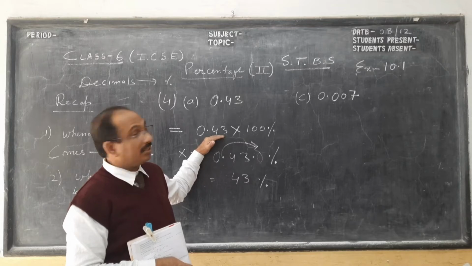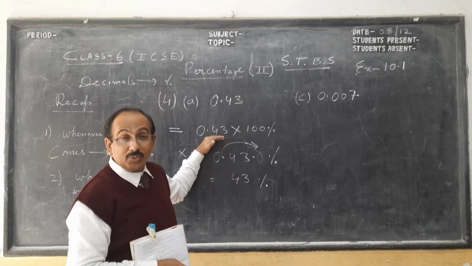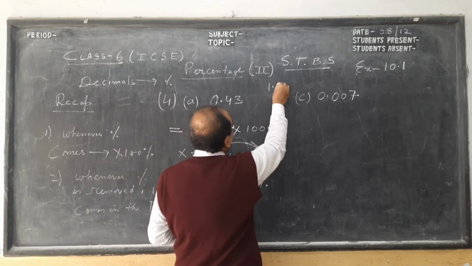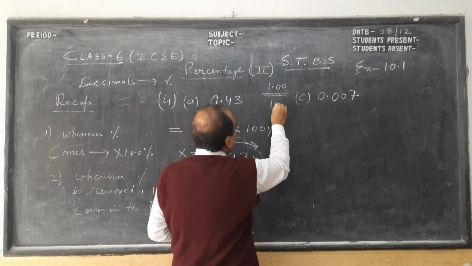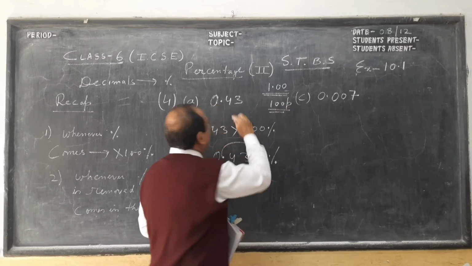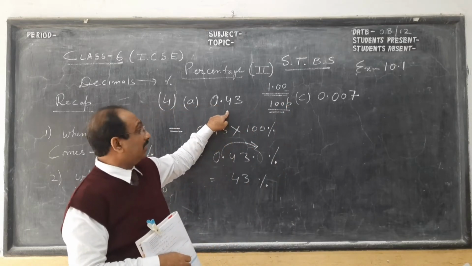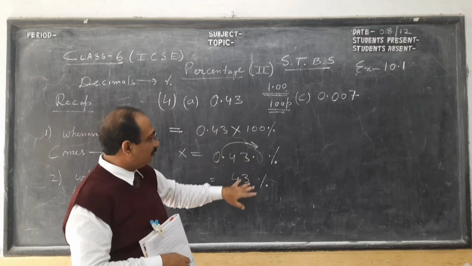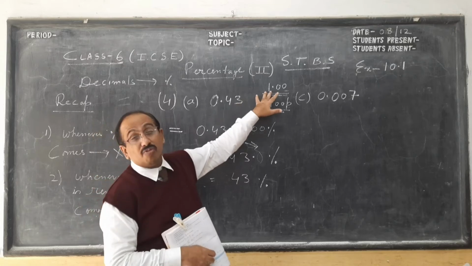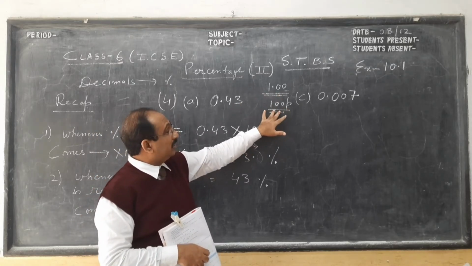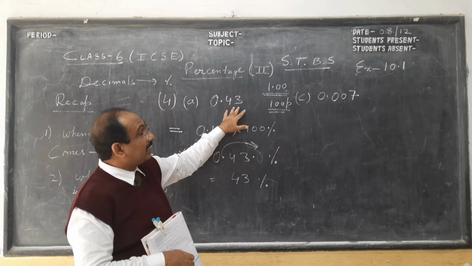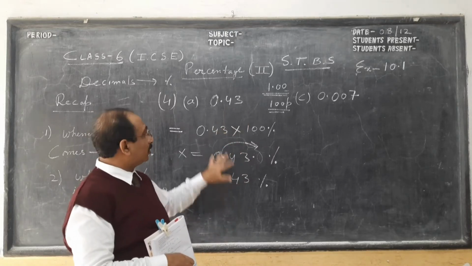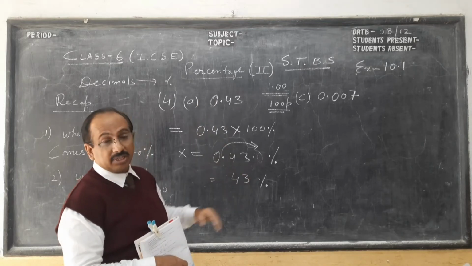Means, listen here, children, in decimal, the total 100% is 1 rupee. Total is 1 rupee. Okay, like 100 paise. So how much is 43 paise or 0.43 out of 100? Okay, you'll say, sir, how 0.43 is becoming 43? 0.43 out of 1.00. So this out of 100 paise, you can write it as 43 paise.